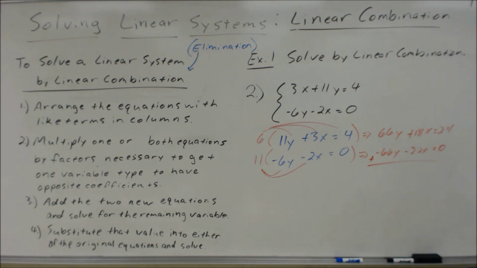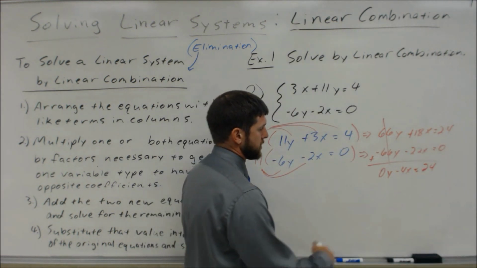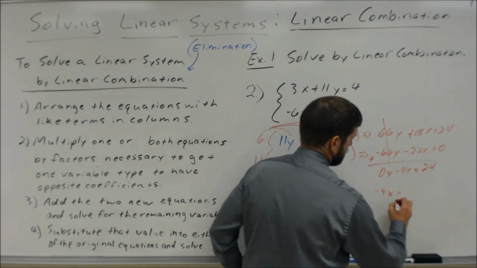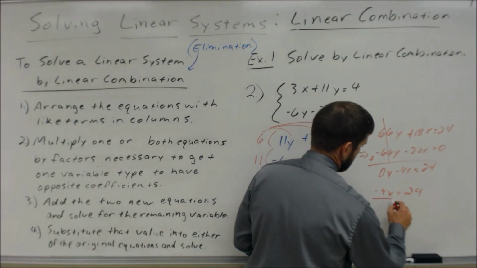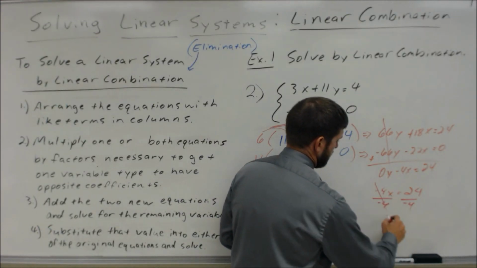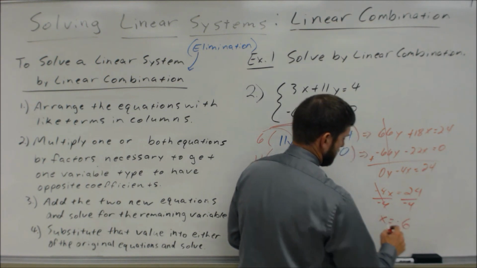Step 3, combine your lines. Do the linear combination step. 66y minus 66y gives me my 0y. They cancel as they should. 18x minus 22x, negative 4x. 0 equals 24, hopefully I have my signs correct on this one. So we go through and solve. Negative 4x equals 24. Divide by the negative 4. So x equals negative 6.